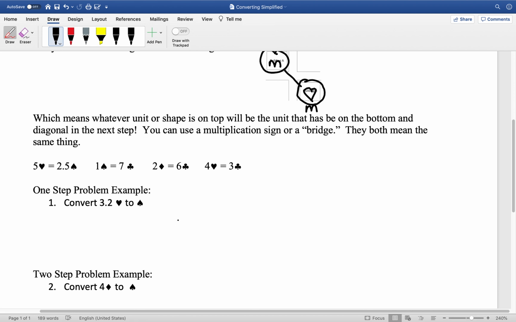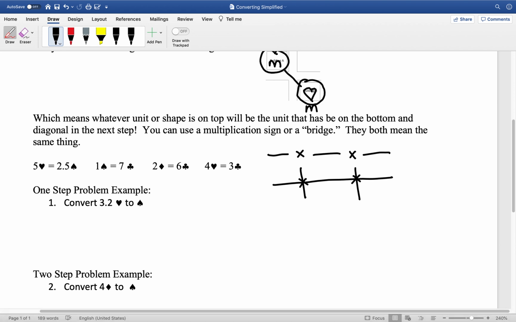You can use a multiplication sign or you can use a bridge. They both mean the same thing. So for example, you can set up your problem like this, or you could set up your problem like this. I tend to do my problems with the bridges, but there are some teachers that use the multiplication, and it's pick your poison. Whichever one works best in your brain, go ahead and use it. But I want you to realize that this means the same thing, okay? And when you solve these problems, you're always going to multiply across the top and then divide by what's on the bottom.